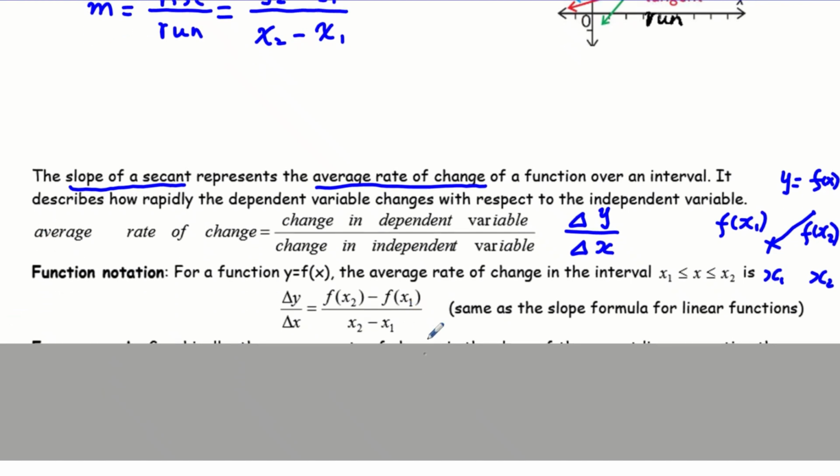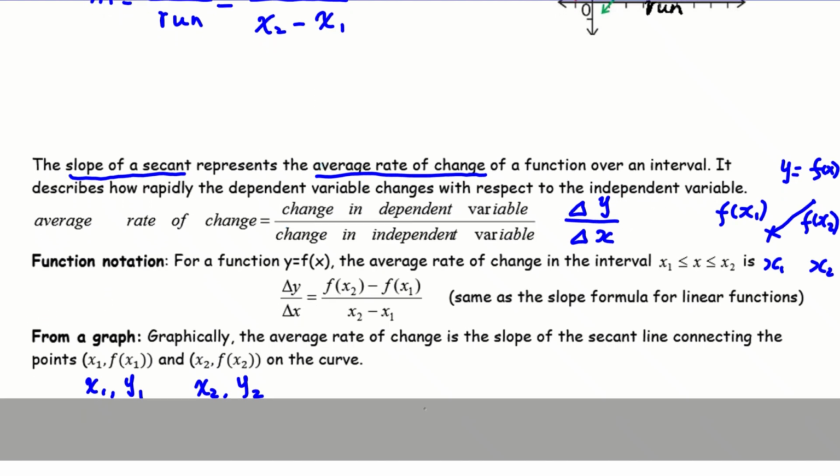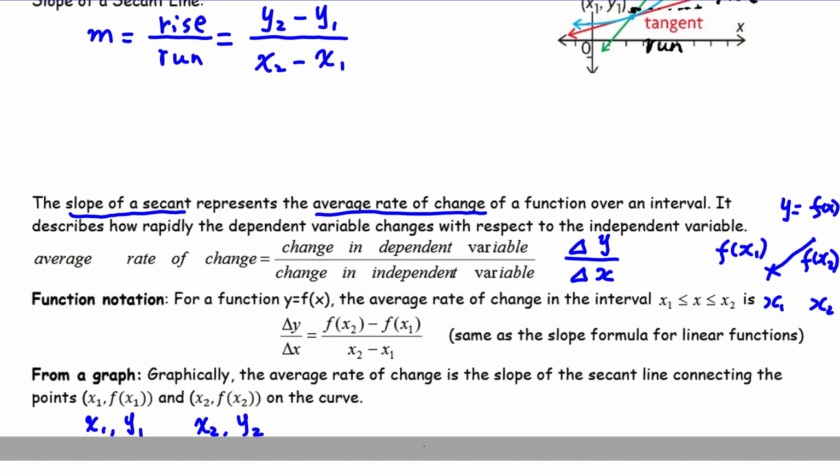And the last one is from a graph. If a graph is given, in order to find the average rate of change or the slope of the secant, we just find the 2 points on the secant line and read the xy coordinates. Then we could use xy notation, y2 minus y1 over x2 minus x1, to do the calculation. So this is what we have to know for today.